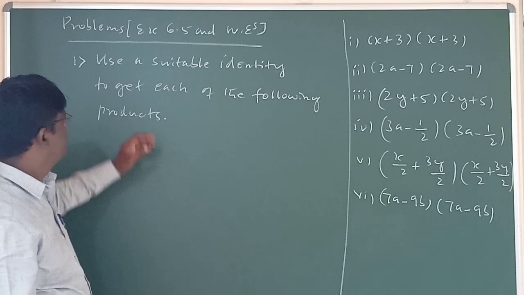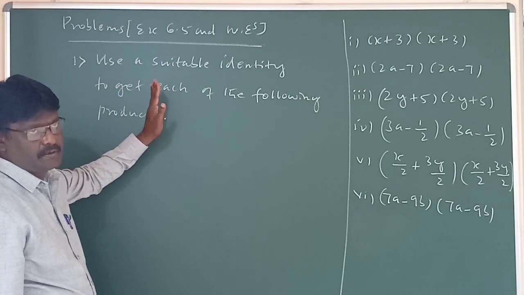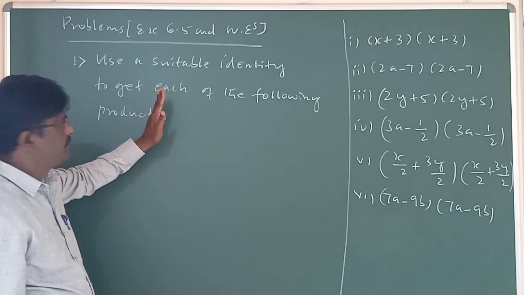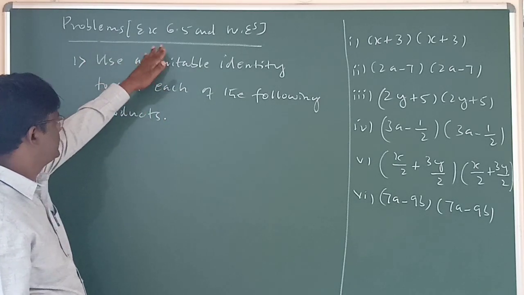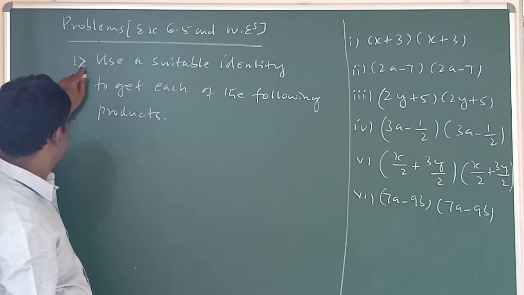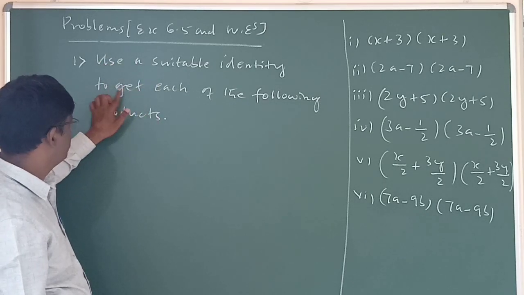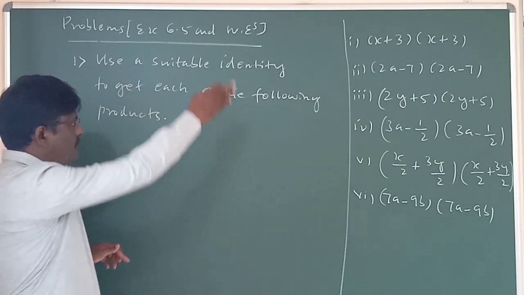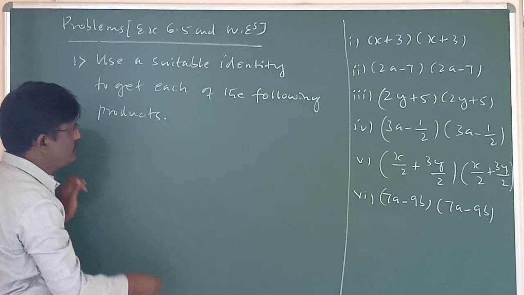Now we shall try to apply the two identities we have just obtained. Okay, the problems. Exercise 6.5 and worked examples from our text. First one: use a suitable identity to get each of the following products. They are given in the form of products.